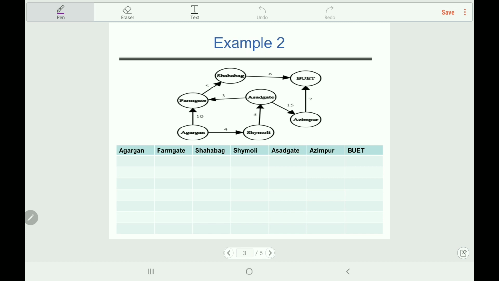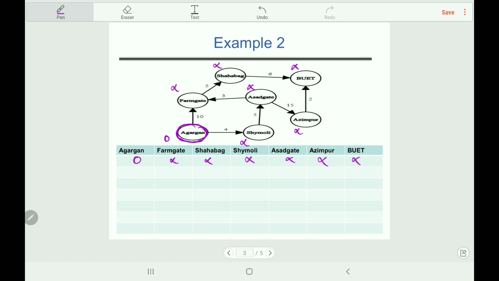Let's look at a real life example. Here there are 7 places, and we have to find the shortest path from a source place, Agargan, to all other places in this graph. So we know the shortest value from Agarga to Agarga is 0. However, we don't know the shortest path yet in other places. That's why we should put infinity in all other places. So here should be 0 and all other places should be infinity.